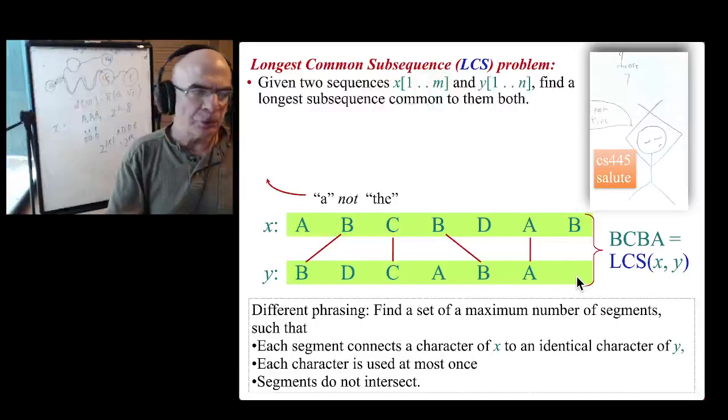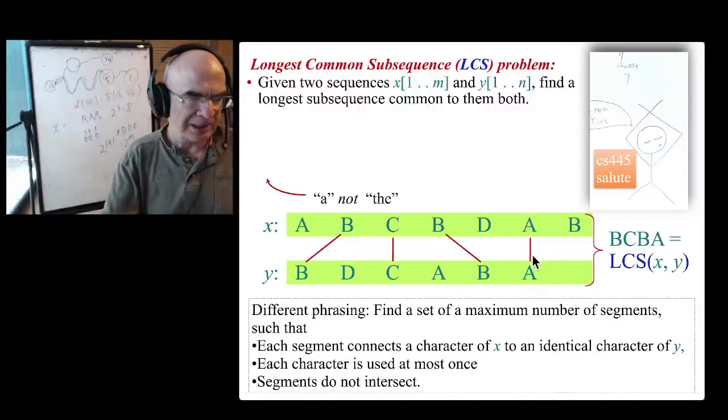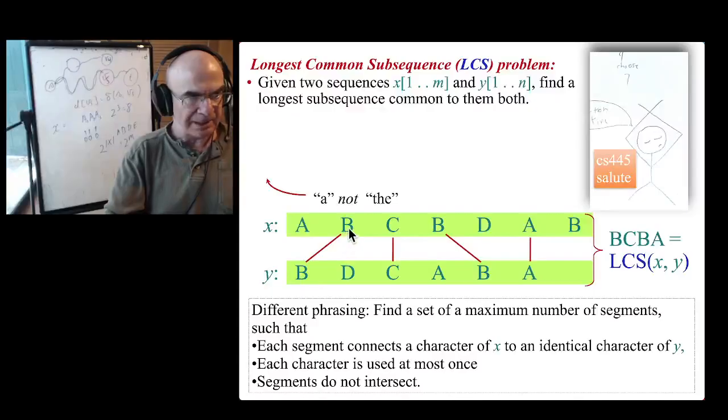And I like geometric problems, so I'll think about the LCS, longest common subsequence, in the following way. If I decide to use an A from here in the LCS, it will match to some A that appears in Y. And I can draw this matching by drawing a segment between them. Similarly, this B will match this B. I can draw a segment between them. Same between this C and this C, and the same between this B and this B again.